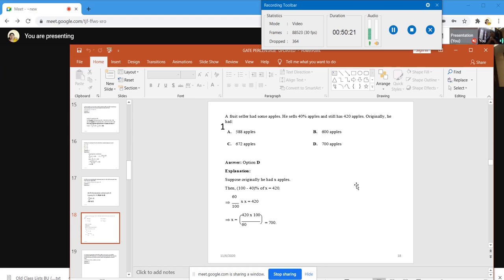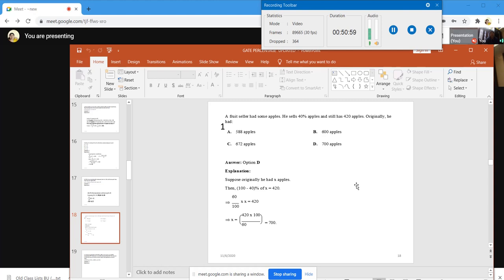A fruit seller had some apples. He sells 40% of the apples and still has 420 apples. Originally, how many he had is the question. For example, we can consider the original amount of apples as x. He sells 40% of the apples, so we can consider 100 minus 40. 40% is sold, so 100 minus 40 of x is left, which is equal to 420.